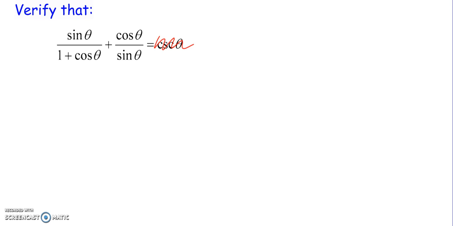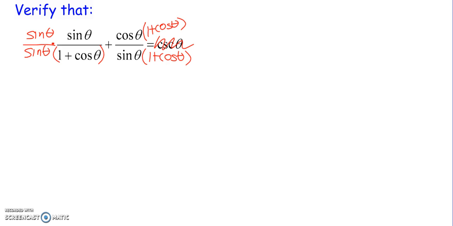To get common denominators, I'm going to need to multiply this first fraction by sine theta over sine theta. That's going to make my first denominator sine theta times 1 plus cosine theta. All right, that means this second one, I'm going to need to multiply by 1 plus cosine theta over 1 plus cosine theta. Again, multiplying by a form of 1, which is what I've really done, doesn't change the value. I'm just changing what it looks like.